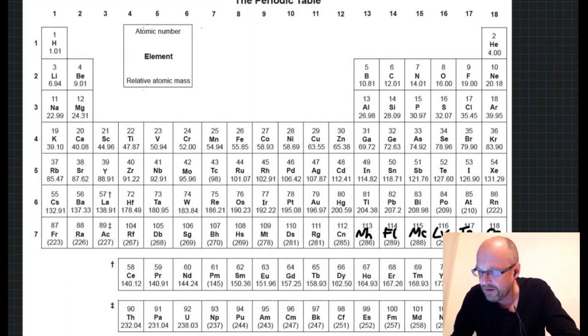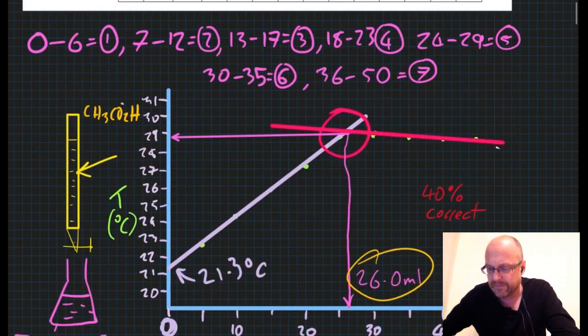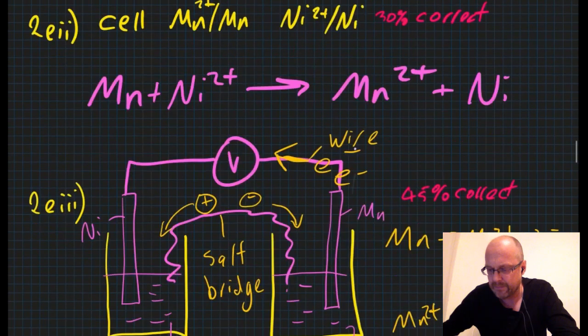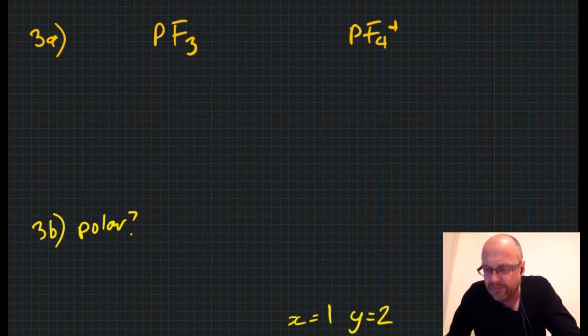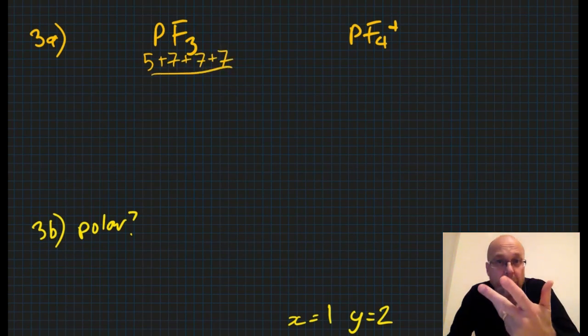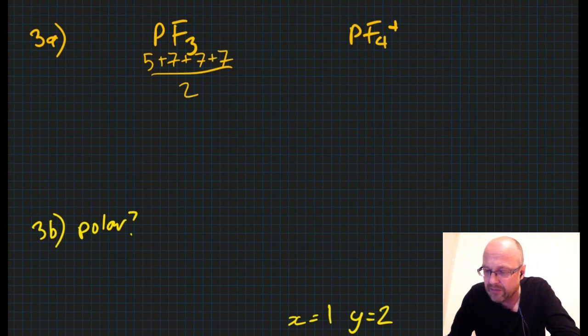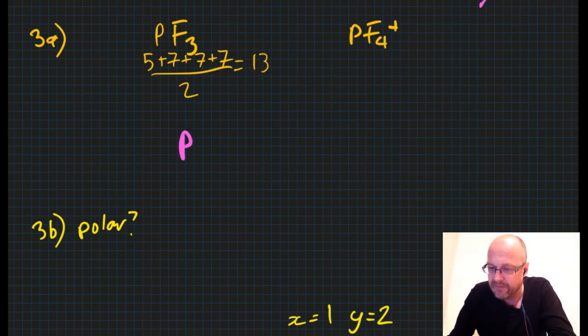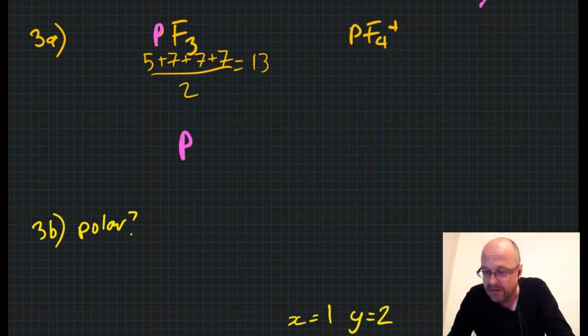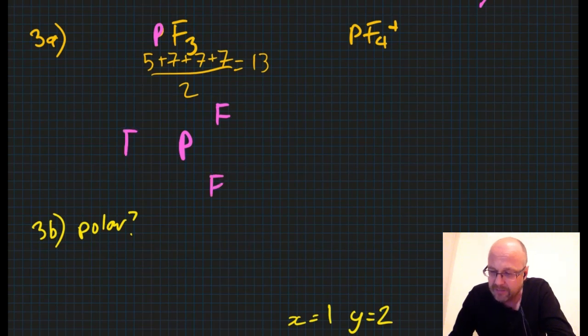Phosphorus is in group 15, so it has 5 valence electrons, and fluorine is in group 17, so it has 7 valence electrons. All right. So adding up the valence electrons, 5 plus 7 plus 7 plus 7 is 26. I want pairs. It's valence shell electron pair repulsion. So that's 13. So I've got 13 valence electron pairs to play with. So P goes in the middle because it's the most electropositive. Well, actually, because it's the first one in the formula, and surround that P evenly by the other elements.